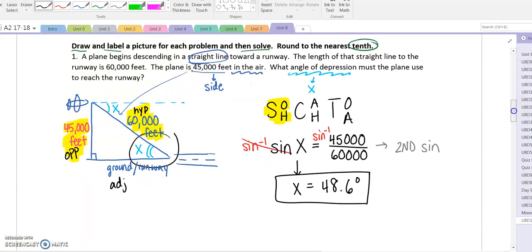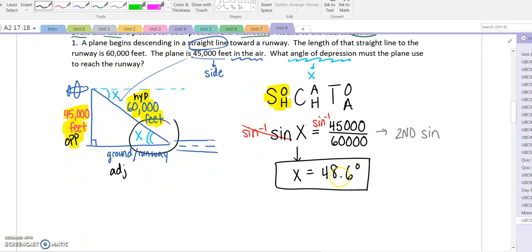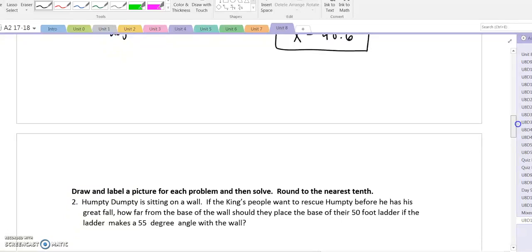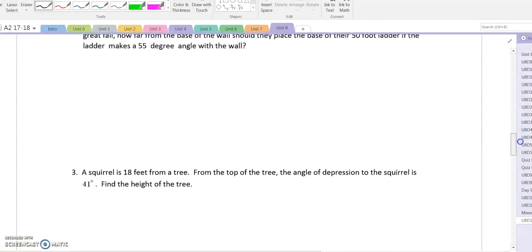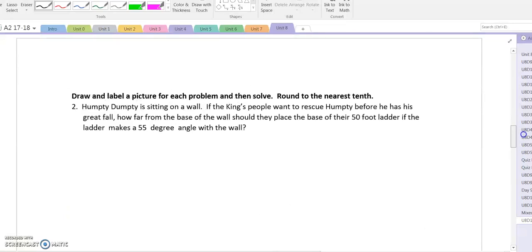Okay. The big thing with word problems is going to be remembering your units. So angles are nice and easy. It's just a degree sign. Sides we've got to get a little more careful with. Okay. So a few more examples. We're going to move a little quicker here.